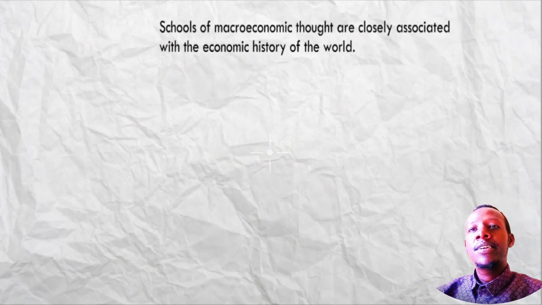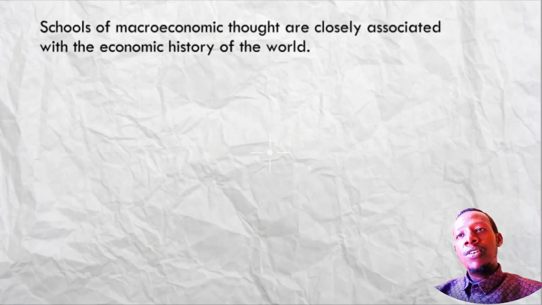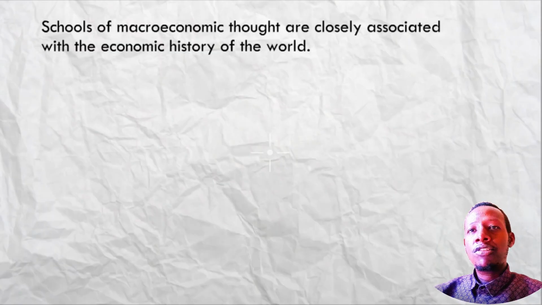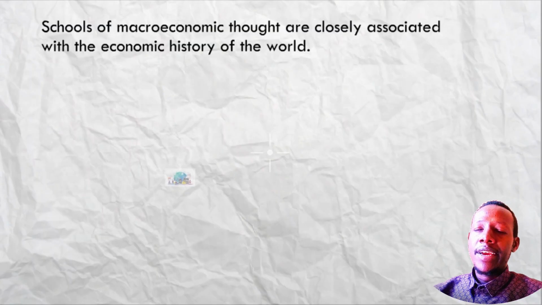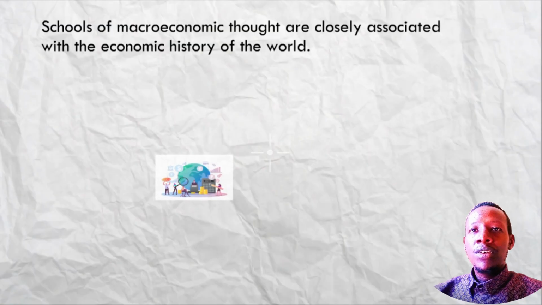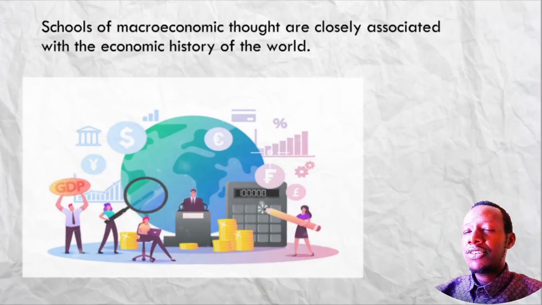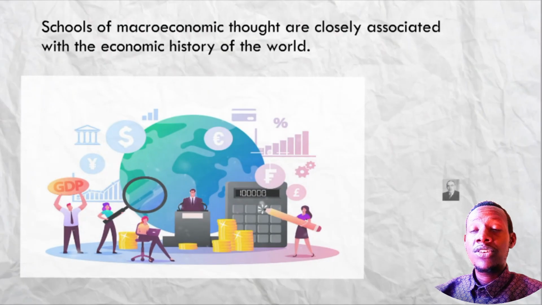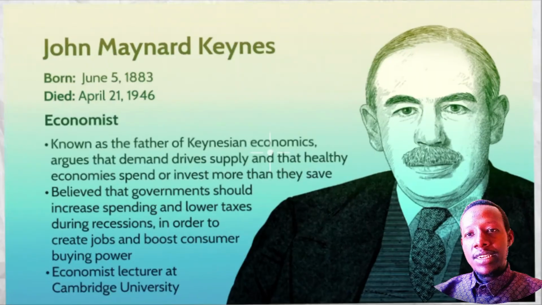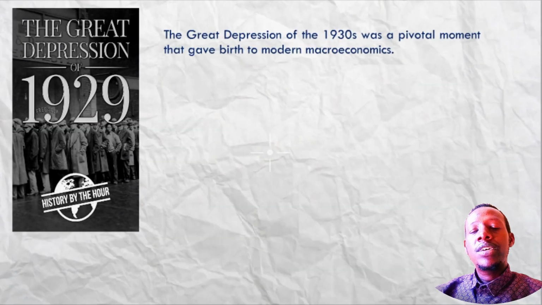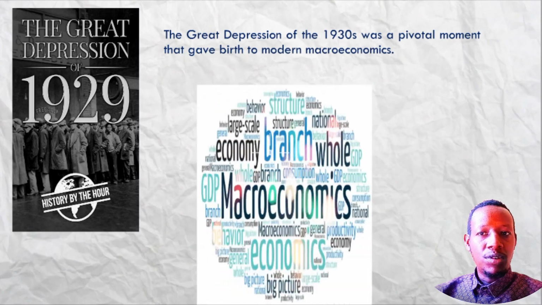Schools of macroeconomic thought are closely associated with the economic history of the world, and further developments in the world economy led to newer ideas and newer schools of thought. In fact, macroeconomics as a specialized branch of economics did not exist prior to Keynesian economics. Keynesian theory came into existence as a response to the Great Depression, which occurred around 1929 up to 1933. The Great Depression of the 1930s was a pivotal moment that gave birth to the field of macroeconomics.